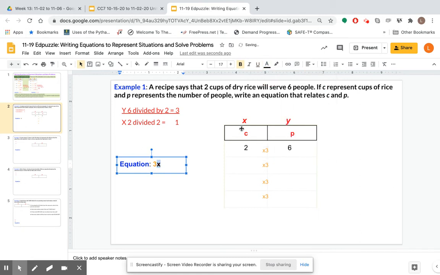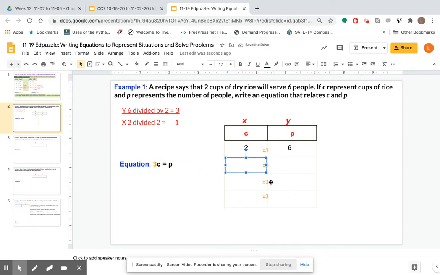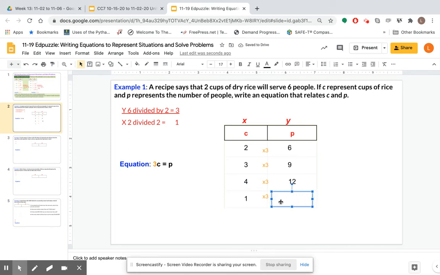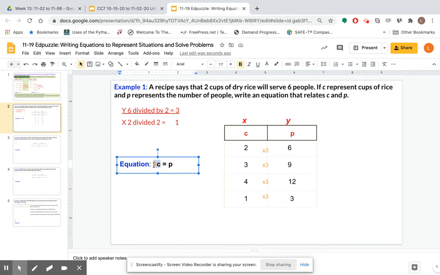In this case, x is the number of cups. So actually, let's just use C. So 3 times the number of cups is going to give you the number of people on the other side of the table. So let's test it out. If I had 3 cups of rice, 3 times 3 would feed 9 people. If I had 4 cups of rice, 4 times 3 would feed 12 people. For just 1 cup of rice, we already figured that one out, but 1 times 3 is going to give us 3. And that's all this is just saying: 3 times the number of cups is the number of people being fed.